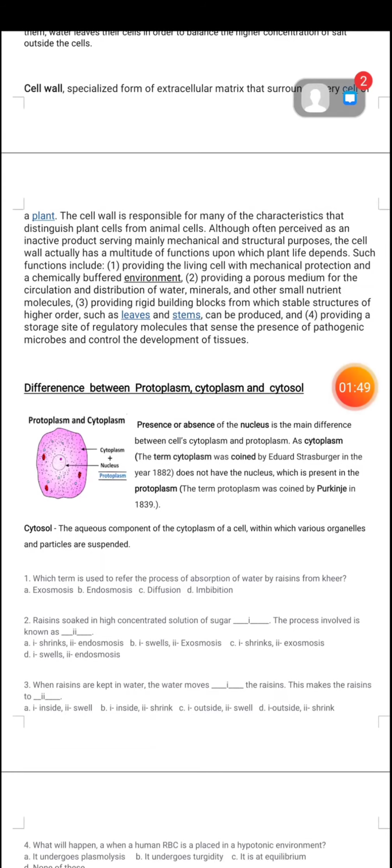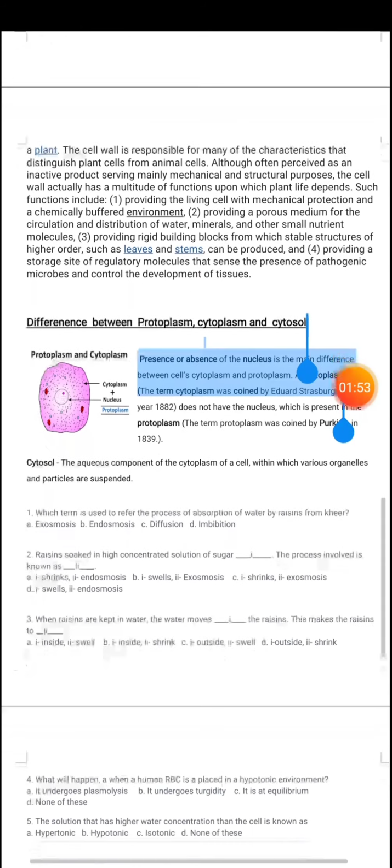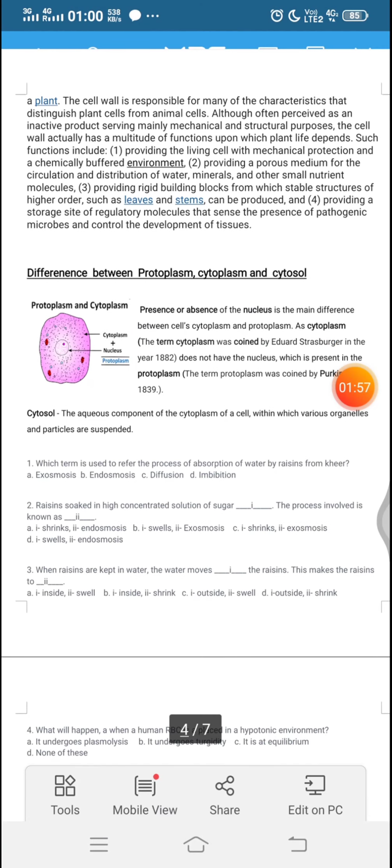And the next one: now we are moving into the cell. Since we are moving inside the cell, we have to know the difference between three things: protoplasm, cytosol and cytoplasm. I have given a diagram there. It's very simple to remember.